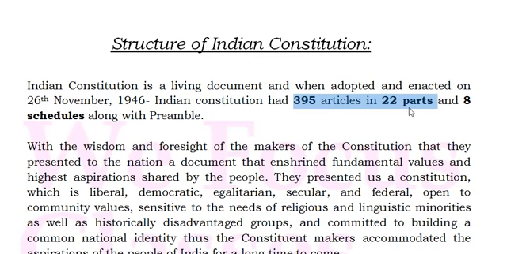Still, the Indian constitution has only 395 articles; the number of the last article is 395. The number of the last part is 22. So this you need to remember. And schedules, of course, were added. Now the schedules have changed. So we'll get into the details.